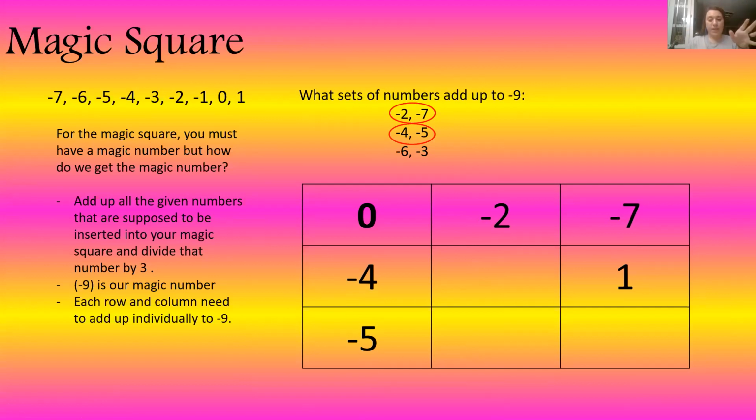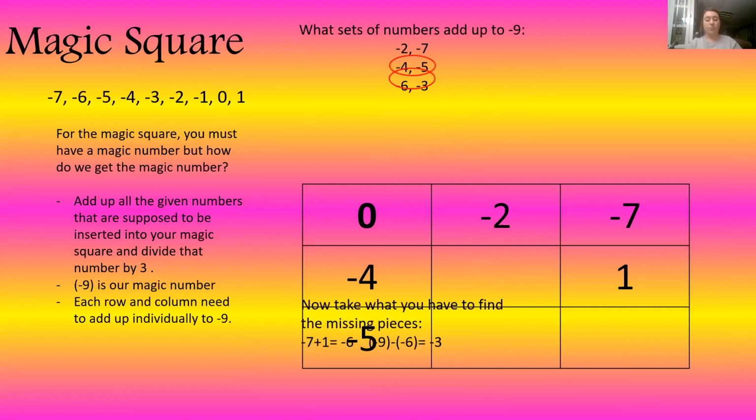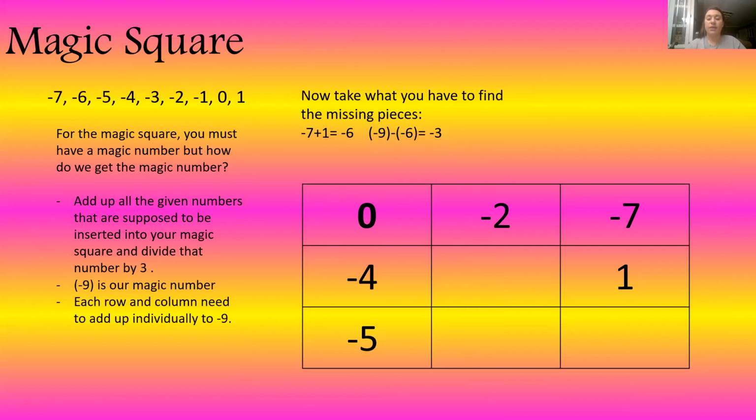Now your first column and your first row both equal -9. Now all you're trying to do is put in your bits and pieces for your numbers. Take what you have to find the missing pieces. We have -7 plus 1, which gives us -6. And then -9 minus -6 gives you -3. So you'll put in your -3.